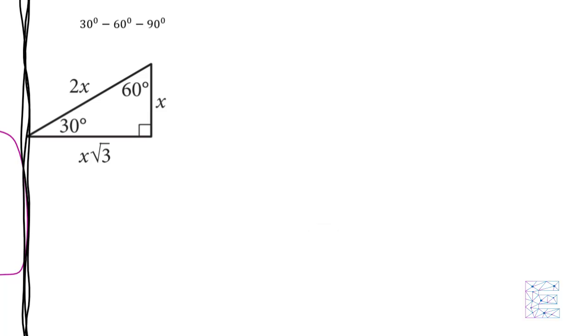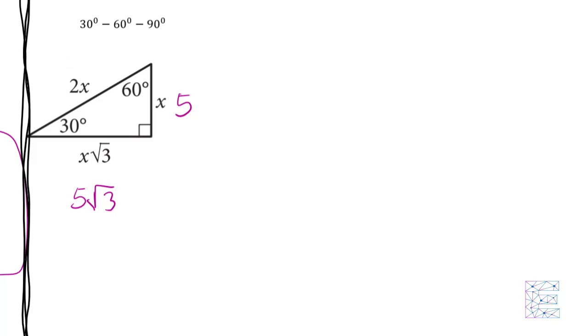So if you're given the short leg is 5, we can find the long leg by saying 5, which is the short leg, times root 3. So it becomes 5 root 3. Of course, the hypotenuse is double what the short leg is. So if that's 5, this would be 2 times 5, and that would be 10.